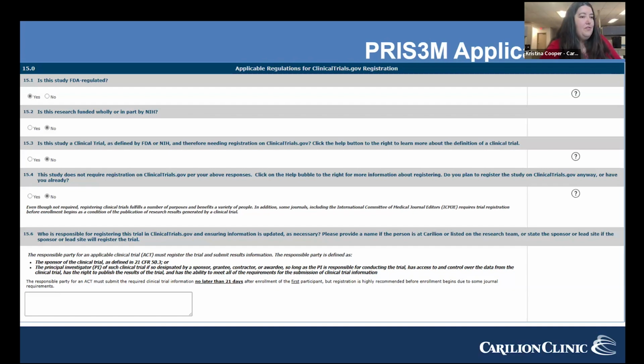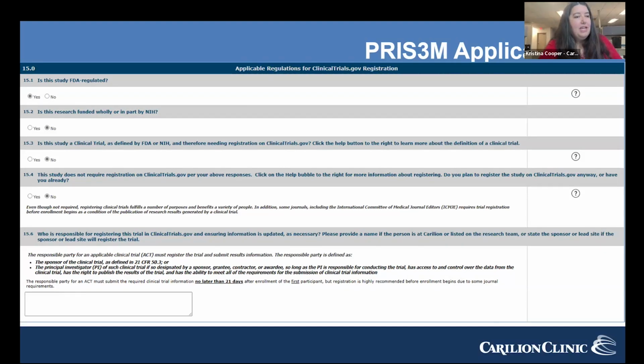They'll ask if you have any NIH funding, and then they'll ask if it's defined by either the FDA or the NIH, and they'll again give you some guidance on those definitions that we talked about earlier. For this, I answered no, so I got to keep on going. And the question was whether I was going to submit or not.